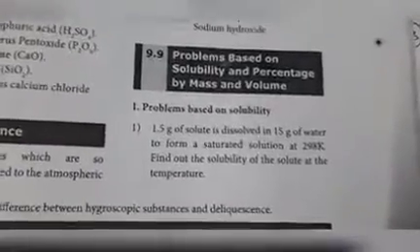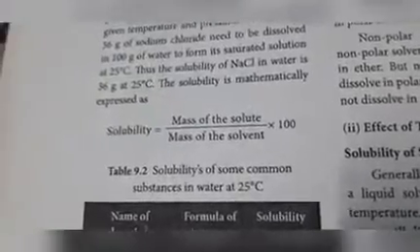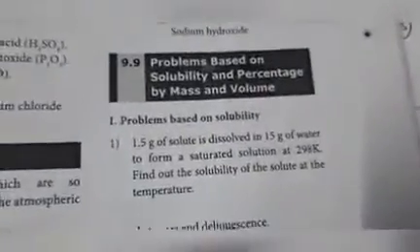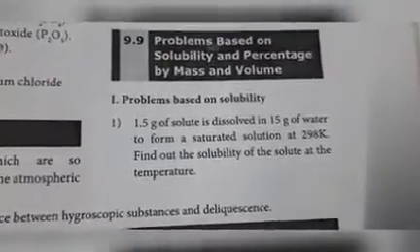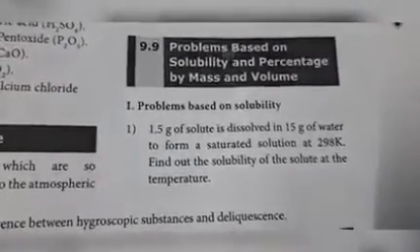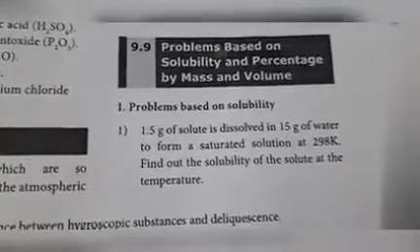First problem. Before that you must know the solubility formula. The solubility is equal to mass of the solute divided by mass of the solvent, into 100. So this is the formula. In this problem we are going to find out the solubility. For that we must know the mass of solute and the mass of the solvent.